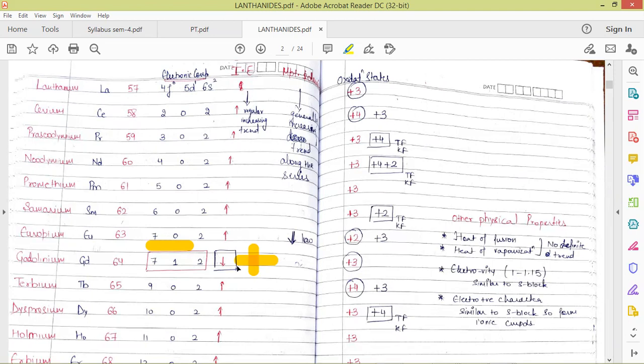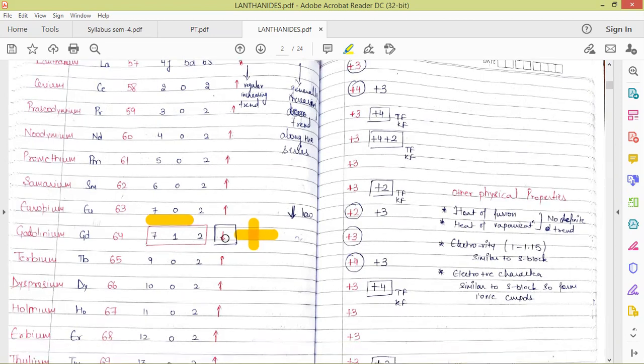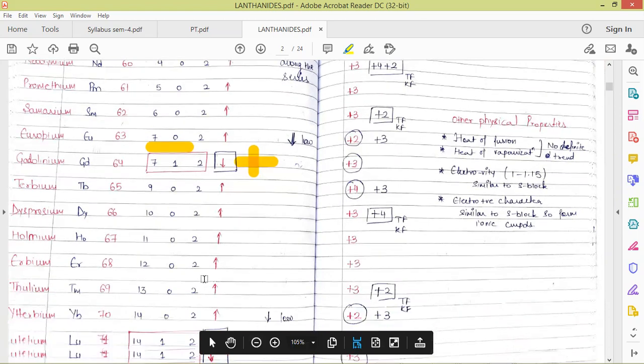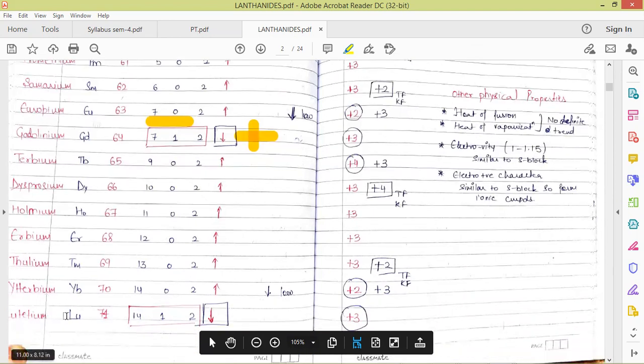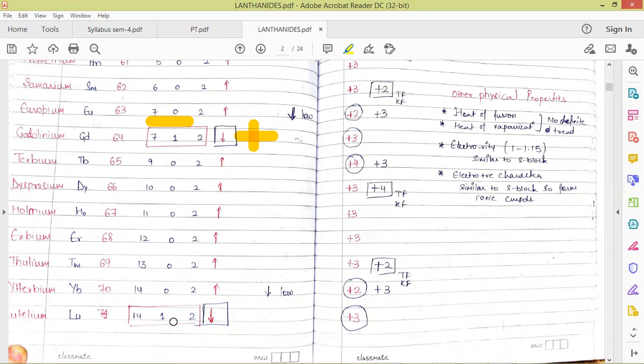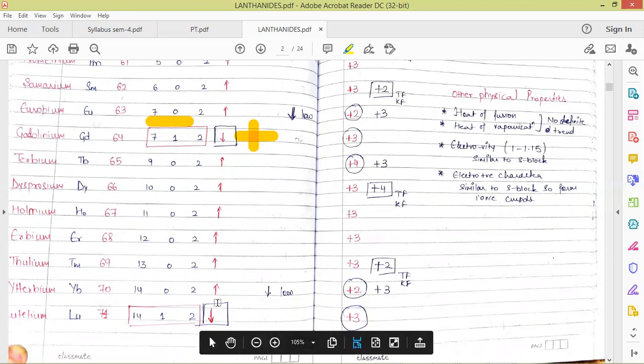And for gadolinium, the third ionization energy suddenly drops. This is because the third electron which is to be removed is from the 5d subshell, not from 4f. So this is an exception for gadolinium, and again the regular trend is followed, that ionization energy is increasing. It increases up to ytterbium, and at last for lutetium, the third electron is to be removed from the 5d subshell, which is quite easy in comparison to those removed from the 4f subshell. So here again ionization energy decreases.